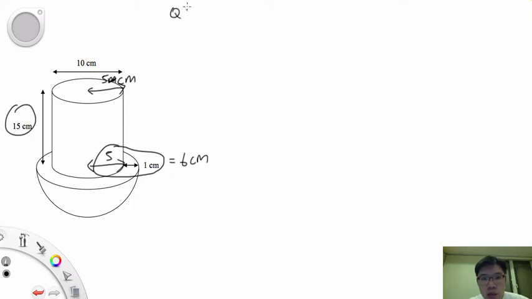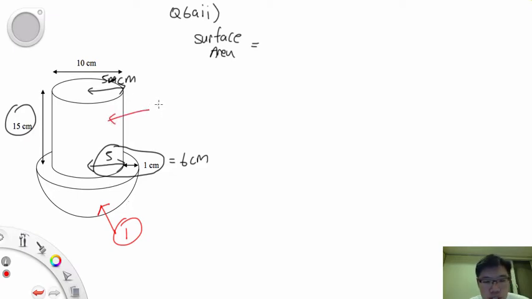Next, question 6A part 2, to find the surface area. Now if they ask you to find surface area, always check how many surfaces there are from the diagram. So let's check. I have one surface below, one surface which is the side of the cylinder.